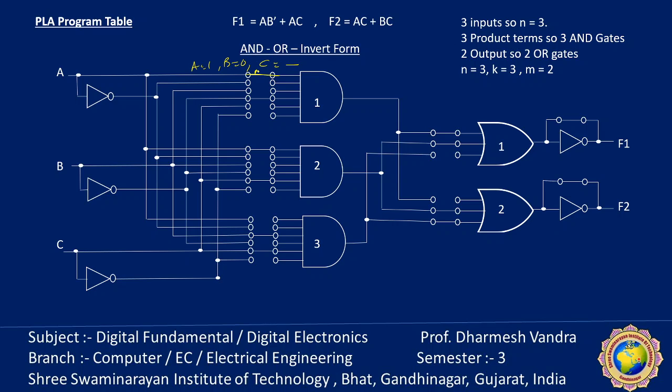So 1 means directly A. This is B dash, and C is not present, neither C nor C dash. So dash means the input variable is absent in the product term. Now the second gate has A and C. That is the second product term, and the third product term is BC. So this one is B and C. Sorry, C is the above line. This is the broken line.